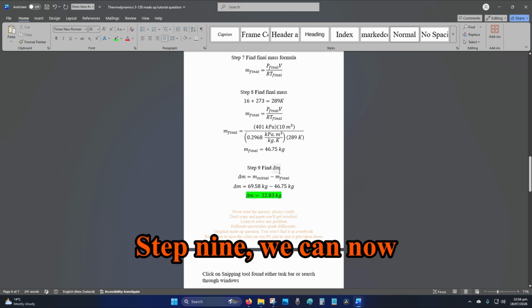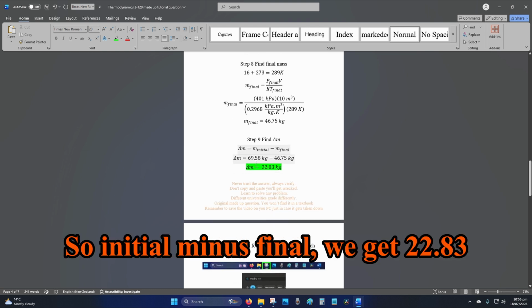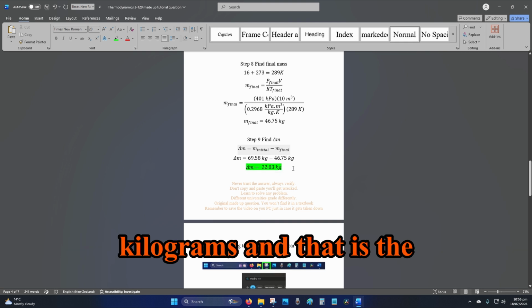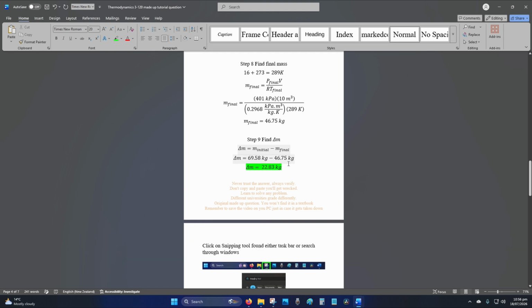Step 9, we can now backtrack and find the change in mass. So initial minus final, we get 22.83 kilograms. And that is the amount of nitrogen released from the tank.